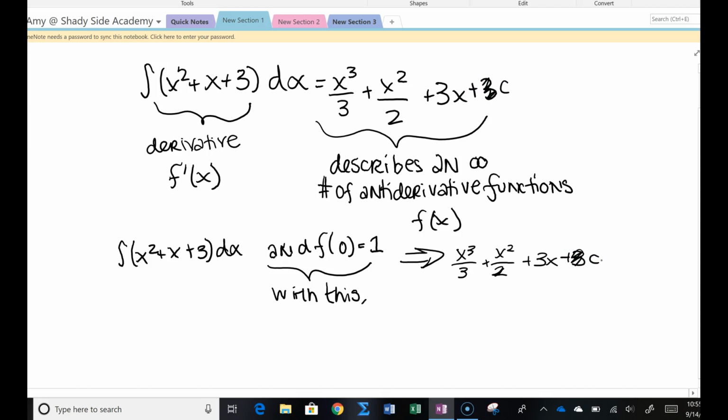If c equals 1, then you have, okay, boys, I need you to stay right here. Please don't be distracted.